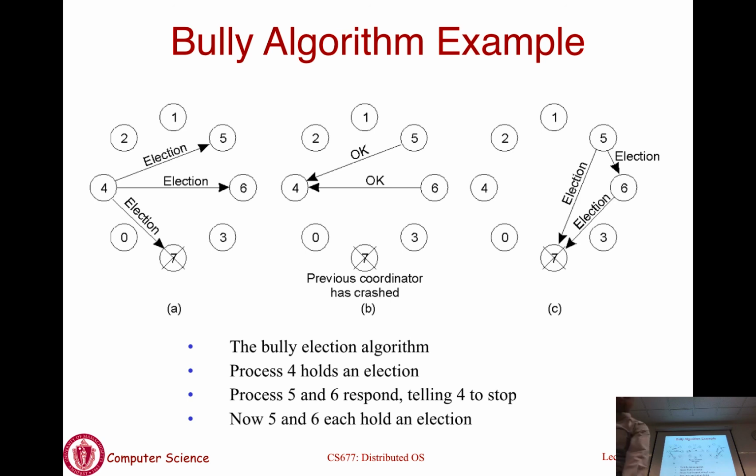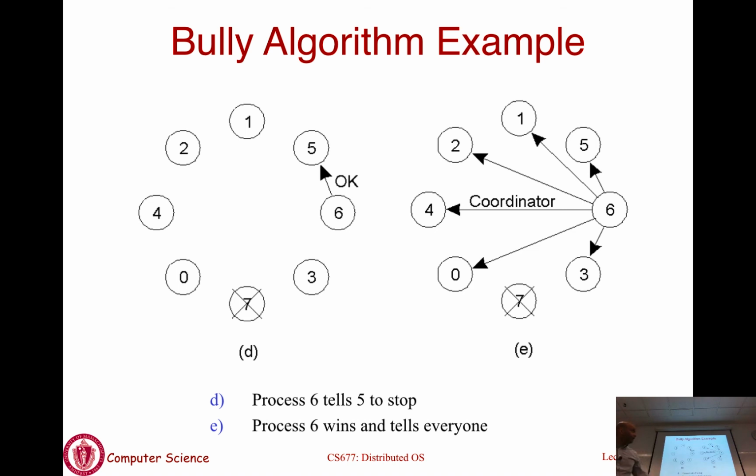So 6 caused 5 to drop out, then 6 will declare itself to be the coordinator by sending an I-am-the-coordinator message. It is going to broadcast to everyone saying I'm the new coordinator. Is that clear? It's a very simple recursive algorithm. The algorithm assumes that while the election is in progress, a failure has not occurred. But you could have a failure, and then you have to deal with that as well.